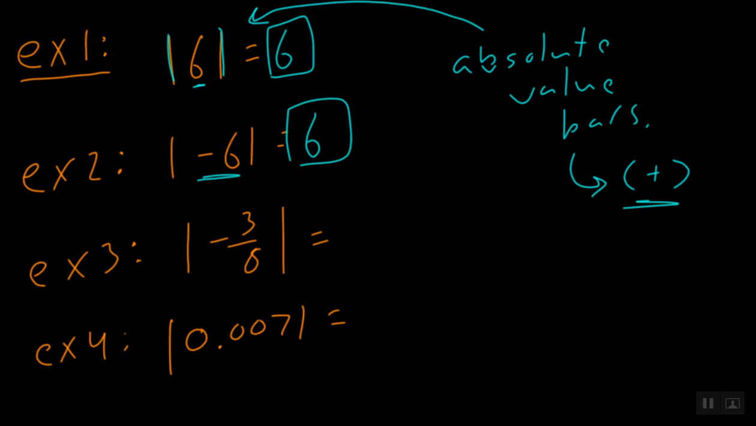Okay, let's try example 3. The absolute value of negative 3 over 8 would become positive 3 over 8. It makes everything positive. And lastly, and this is, once again, where students make mistakes, what about the absolute value of 0.007? Well, check it out. Even though it's positive, absolute value bars do not change the sign. They only change negative things to positives, but they keep positive things positive. So it'd still be positive 0.007. Okay, let's look at some problems involving some algebra.